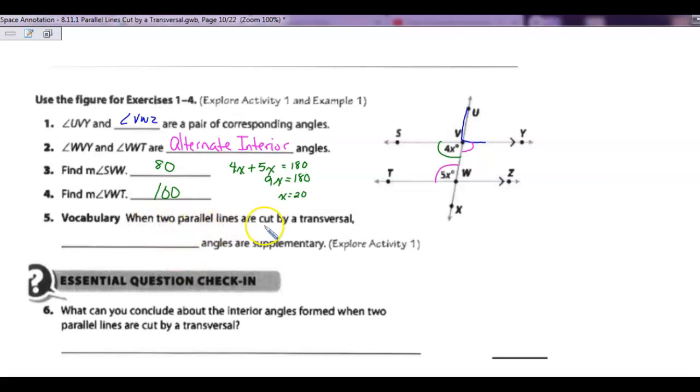When 2 parallel lines are cut by a transversal, which angles are supplementary? We know that adjacent angles are supplementary, and we also know that same side interior angles are. So you can write in here either adjacent, because they are sharing a side, or same side interior are also supplementary.